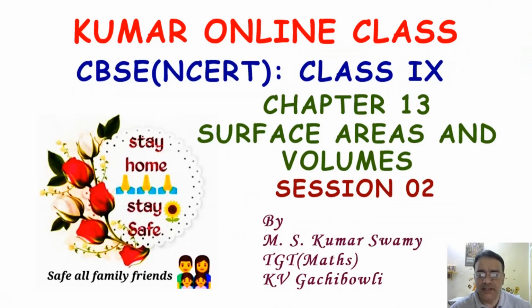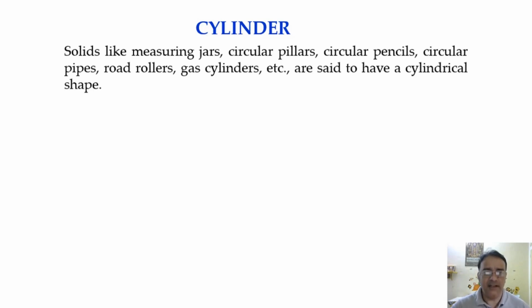Today we are going to start session number 2 of chapter number 13, surface areas and volumes, and we are going to start with cylinder. Already you have studied in class 8. Let's recollect. The solids like measuring jars, circular pillars, circular pencils, and circular pipes, road rollers.